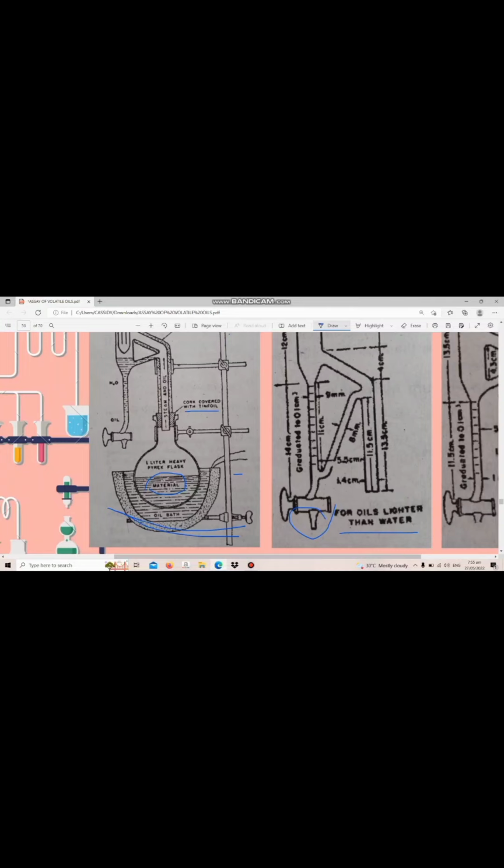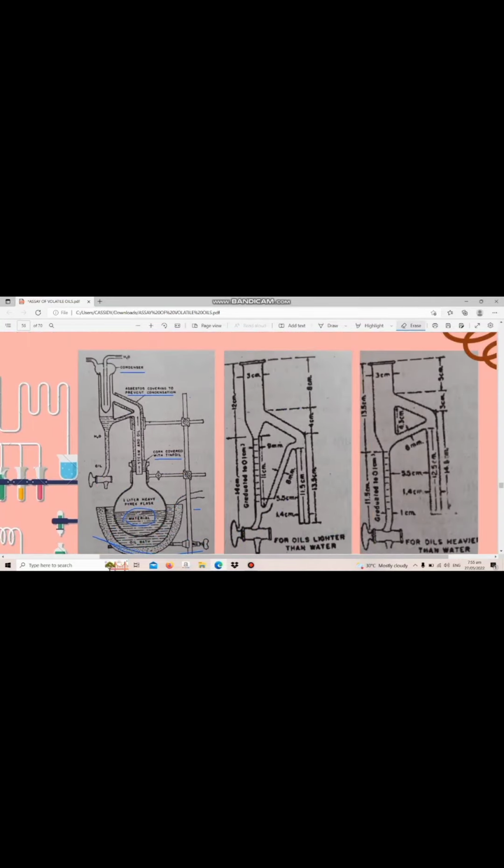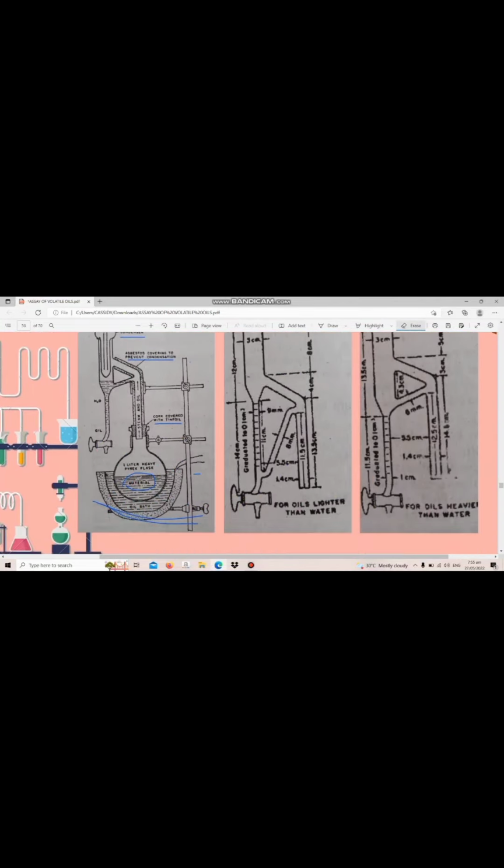joined in a stand. Here you can see two apparatus. The first one is the apparatus for oils lighter than water, and the second one is for oils heavier than water. You will be familiarized with them later on as I explain their purposes.